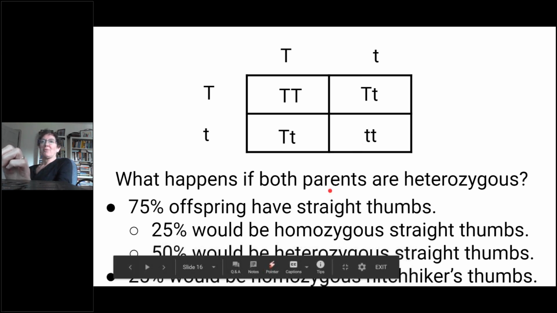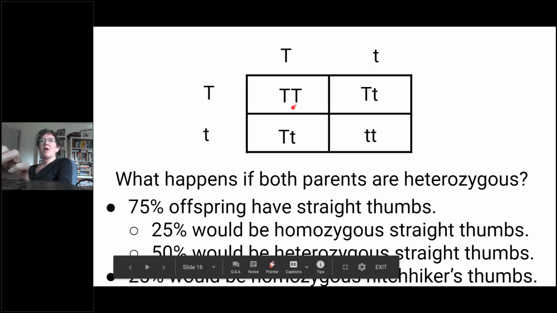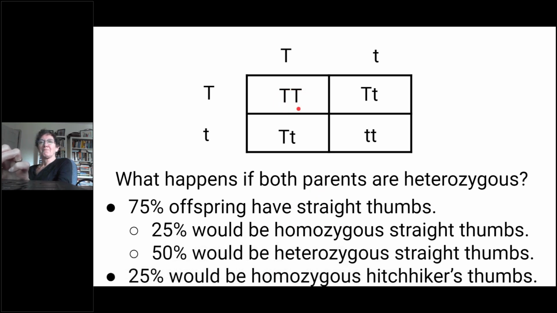So let's see what our probabilities would be there. So 75% of the offspring will have straight thumbs. These 3 out of 4 right here, 1, 2, 3, 3 out of 4, 75% will have straight thumbs. 25% of them are homozygous straight thumbs. 50%, or 2 out of those 3, 2 out of 4 total, would have heterozygous straight thumbs. 25%, or 1 out of the 4, would have hitchhiker's thumbs.